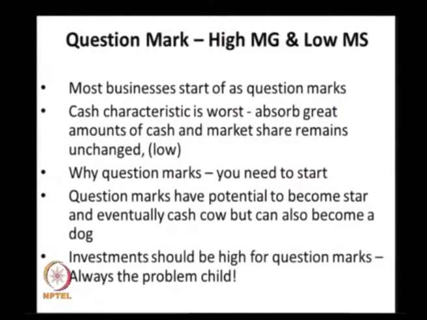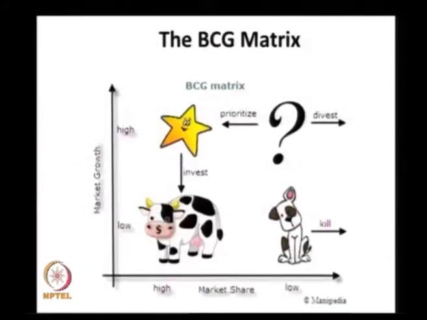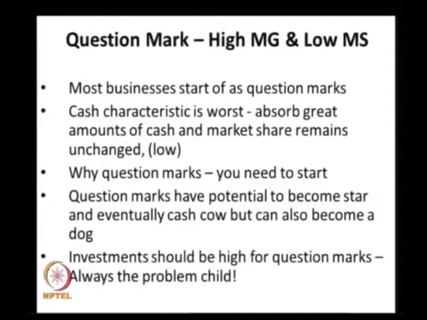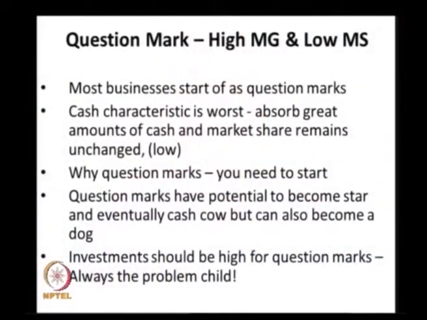The fourth category is the question mark, which belongs to high market growth and low market share. Invariably many businesses start this way, because you do not start with a high market share on day one. You find there is great potential for growth in the market, and when you start you have low market share. The cash characteristic appears to be the worst, because you are using a lot of cash and, starting with low market share, generating very little cash. Why is this? Because this is the characteristic of any new business. We need to start somewhere, and we start from the question mark category.